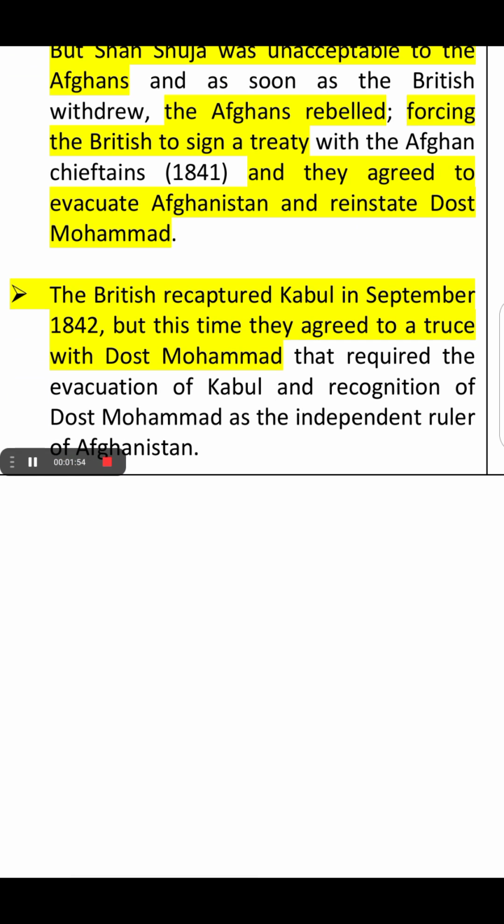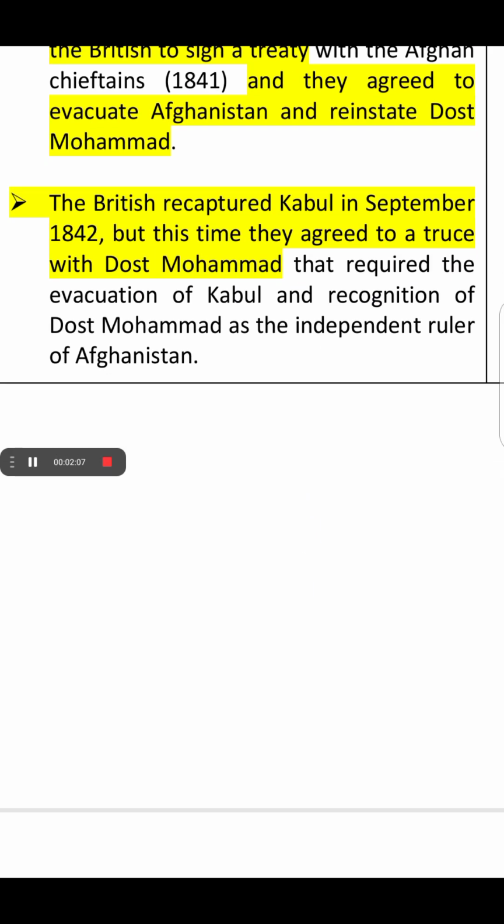The British captured Kabul in September 1842, but this time they agreed to a truce with Dost Muhammad that required evacuation of Kabul and recognition of Dost Muhammad as the independent ruler of Afghanistan.